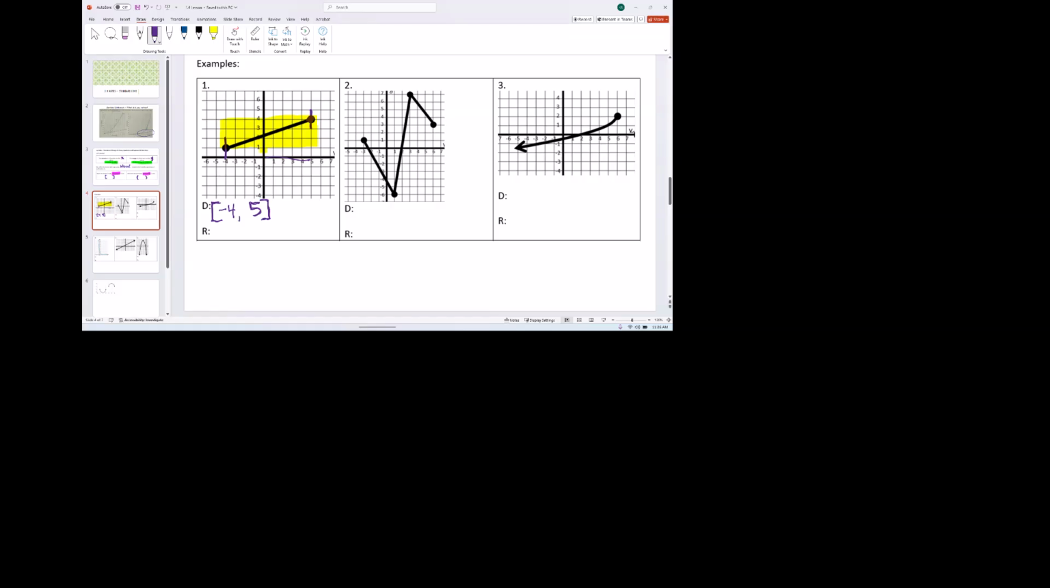Does it include it? Does it touch 1 on the y-axis? Yes. So that's going to be a bracket. Then 1 to what's the highest y value that it goes to? 4. So 1 to 4. And it also includes that because it touches 4.